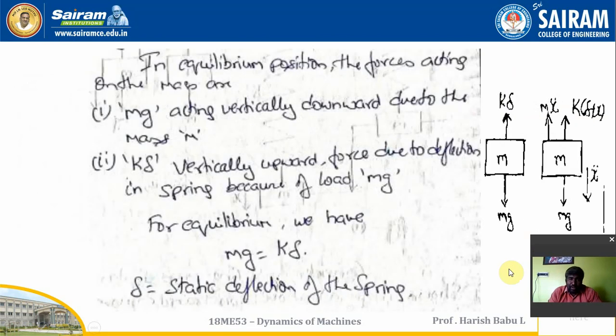In the equilibrium position, the forces acting on the mass are mg, acting vertically downwards due to the mass m, and k delta, the vertical upward force due to deflection in the spring because of the load mg. So I want to take the equilibrium position, that is this case, as mg equals k delta. So delta is the static deflection of the spring.